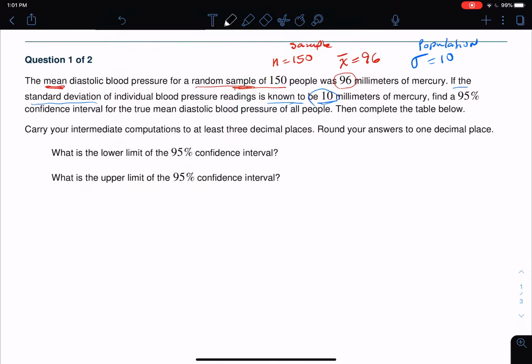Let's read on. Then find a 95% confidence interval for the true mean. That true mean they're talking about is the population mean, diastolic blood pressure for all people. Then complete the table below. So it's not really a table. Basically, we're just trying to find the lower limit, the lower bound of this.